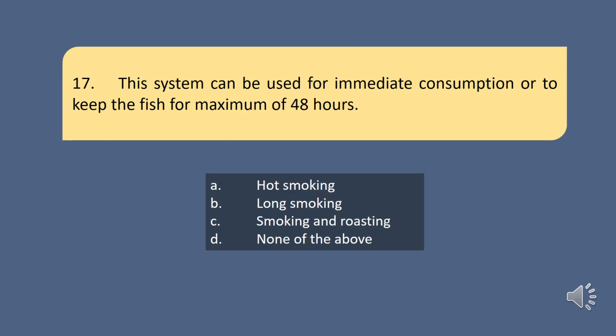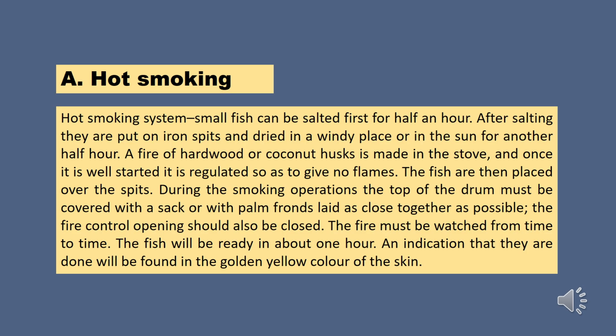17. This system can be used for immediate consumption or to keep the fish for a maximum of 48 hours. A. Hot smoking. B. Long smoking. C. Smoking and roasting. D. None of the above. 5, 4, 3, 2, 1. The correct answer is letter A. Hot smoking. Hot smoking system.